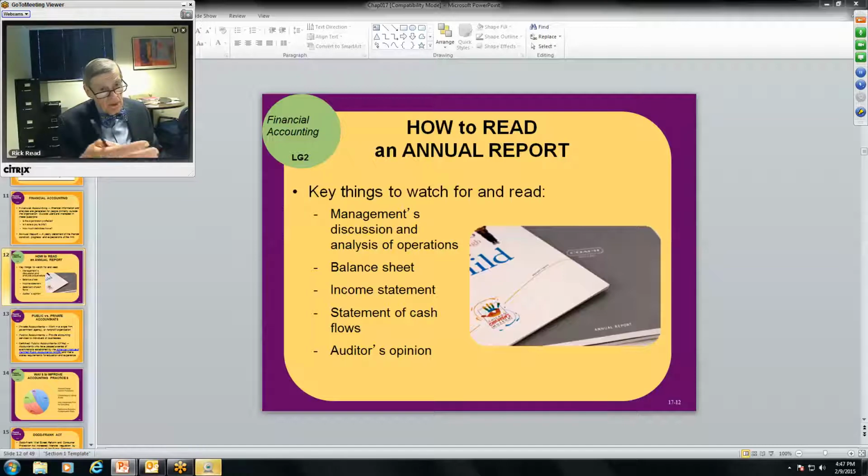So here's what you want to look for. You want to look at the balance sheet because that tells us where we are. You want to look at the income statement because that tells us whether or not we're making any money. We got more income than we have outgo. And this next thing tells us how the money's coming in, how it's going out, how we're doing with our creditors, et cetera. And the final thing, and this is very, very important, it's the auditor's opinion of the financial health of the organization.